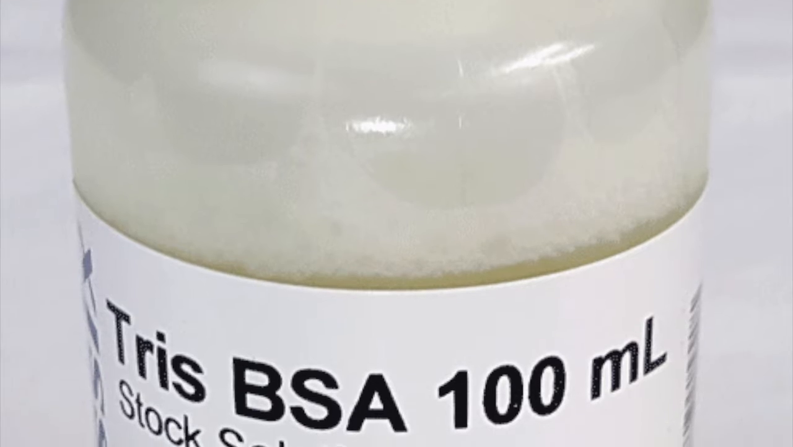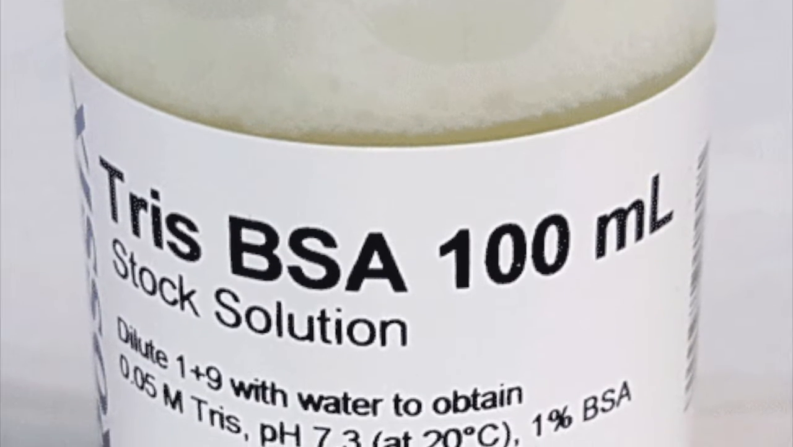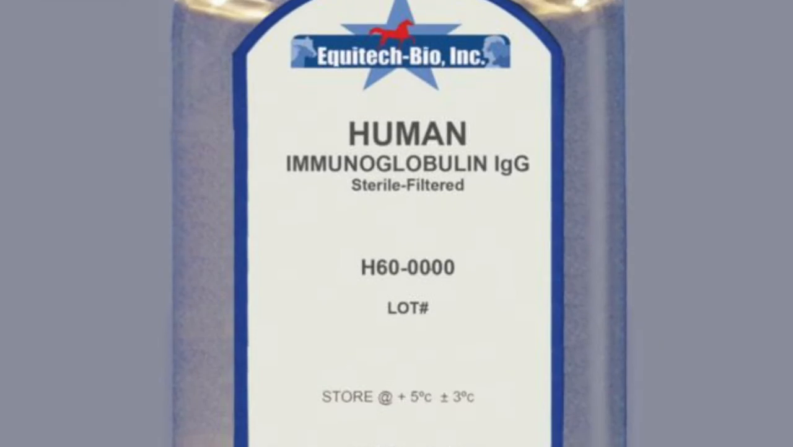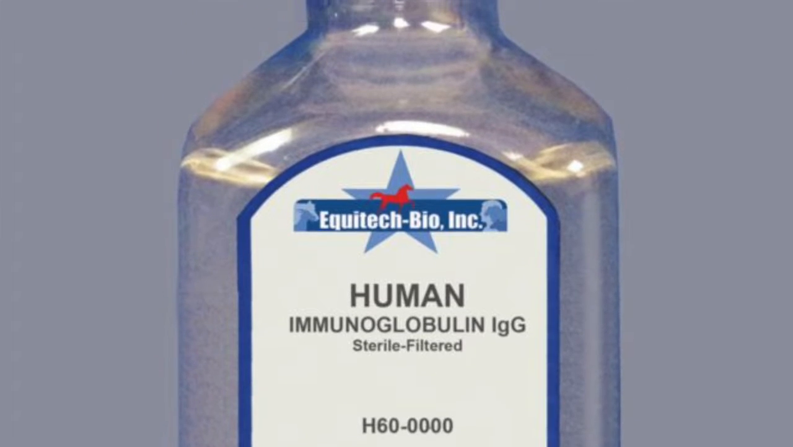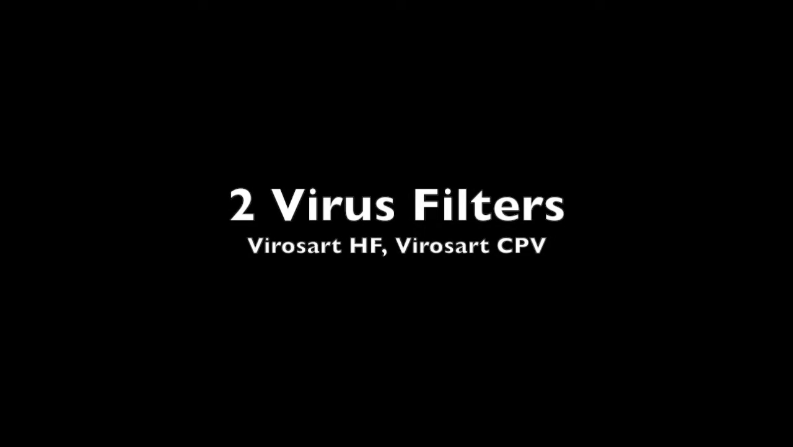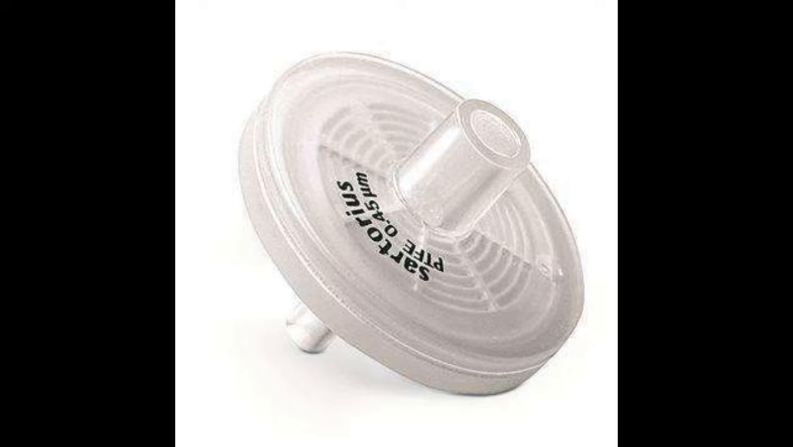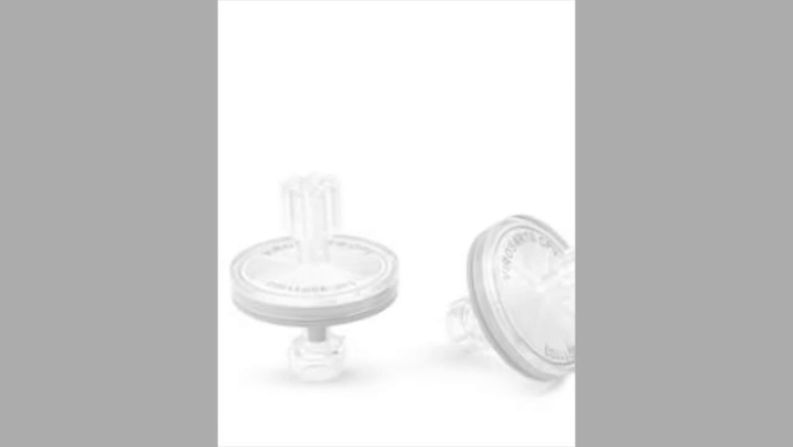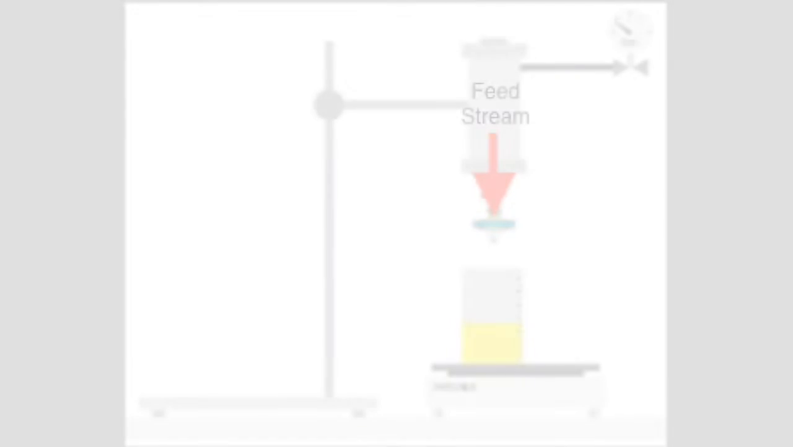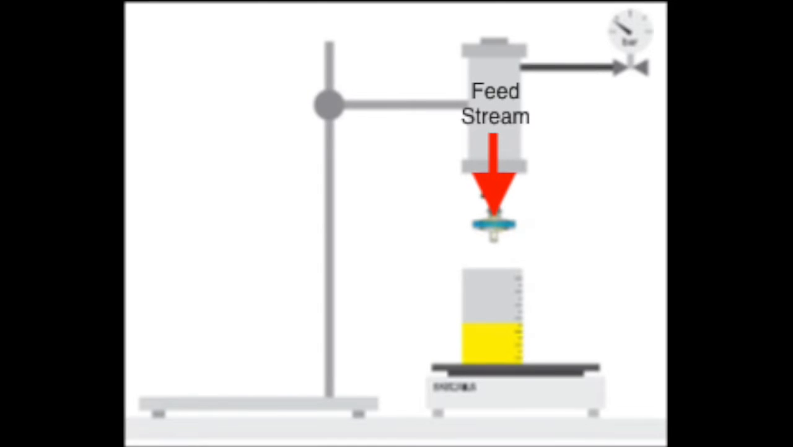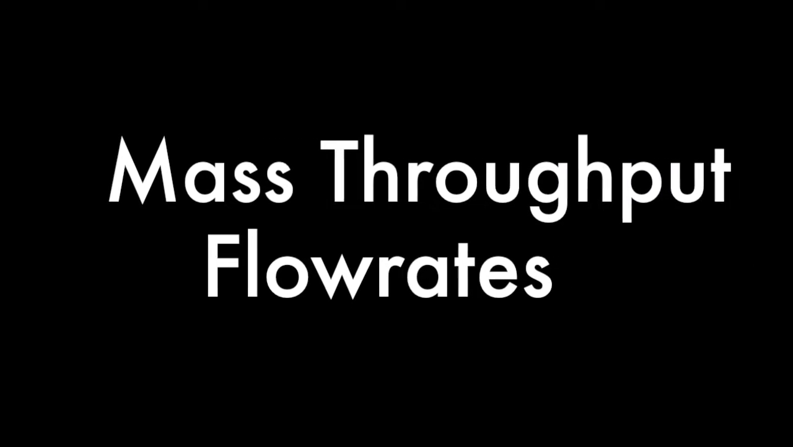The two feed streams that we used were bovine serum albumin, also known as BSA, and human serum immunoglobulin, or IgG. Our experiment design setup included two types of virus filters, the Virosart HF and the Virosart CPV, as well as the Virosart Max, which is our pre-filter. In a pressurized system, we ran our feed streams through the pre-filter and filter, using a scale and data collection software to obtain mass throughput and flow rates.